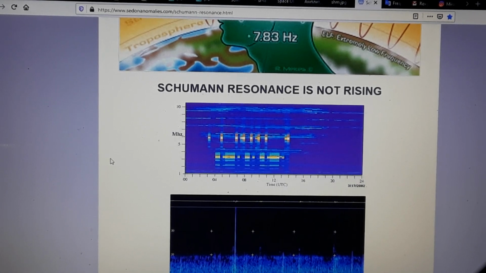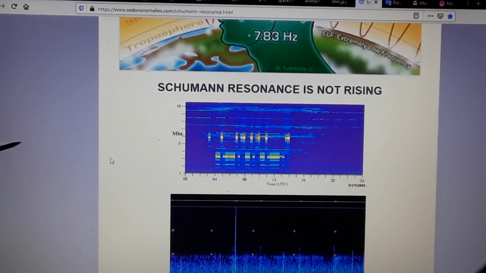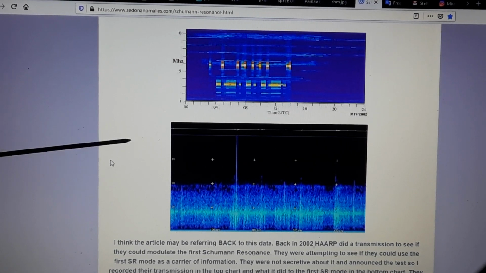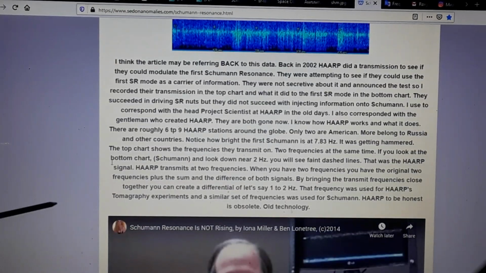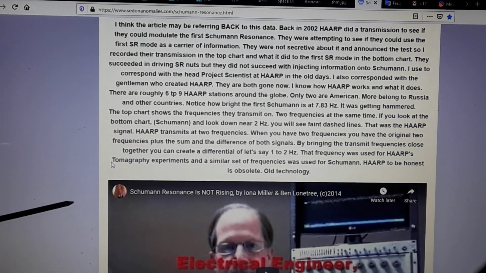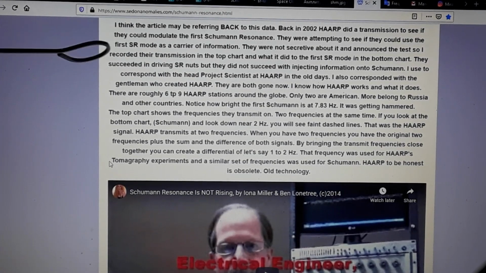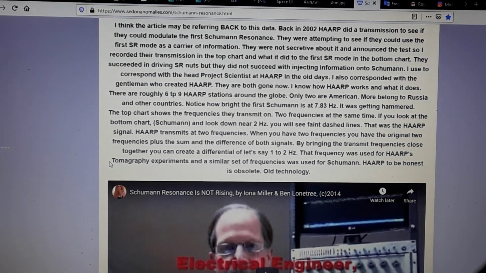All right. So you see here, this is megahertz, it says, but that's not what we're looking for. We're looking for hertz, not megahertz. Okay. So now, this is what they're showing you here. It's important to note this is what they're saying, and again, you go to the website here and you'll get all the verification. But it says, I think the article may be referring back to this date.